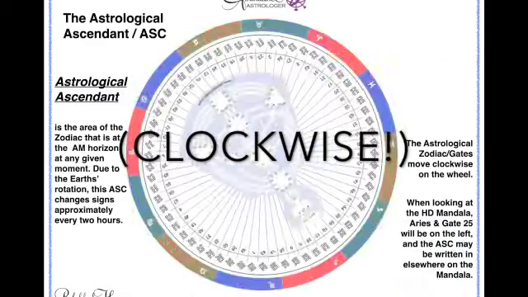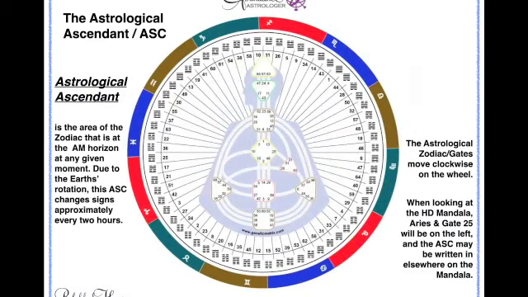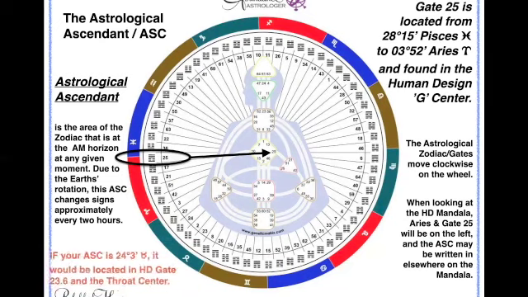The astrological zodiac and gates move counterclockwise on the wheel. And it's important to notice that this is because of the Earth's rotation. In human design, when you're looking at the mandala, Aries and the gate 25 will be on the left, and the ascendant may be written in somewhere else on the body graph or on the mandala. So for instance, if your ascendant is 24 degrees Taurus, it would be located in human design gate 23 and in the throat center.